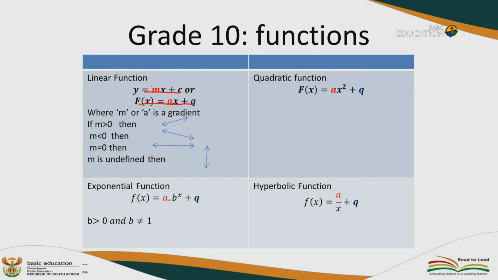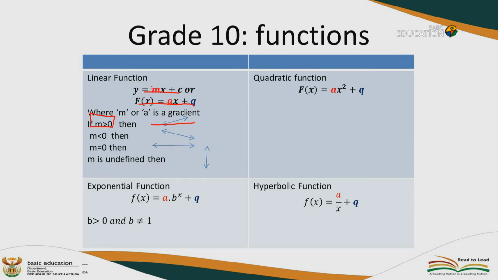So now, there are conditions to consider. If our gradient or our m is greater than 0 or positive, then it means we are going to get an increasing shape. Our graph will be of this shape, facing towards the right-hand side. If our gradient is less than 0 or negative, then it simply means we are going to get a decreasing function. Our graph will be moving from left to the right-hand side. The graph will be decreasing.